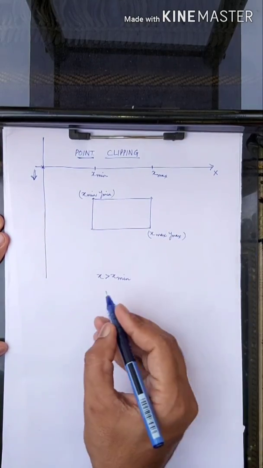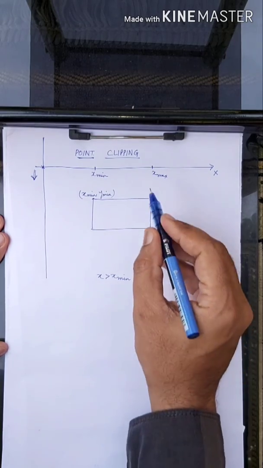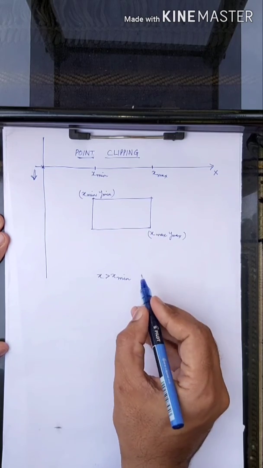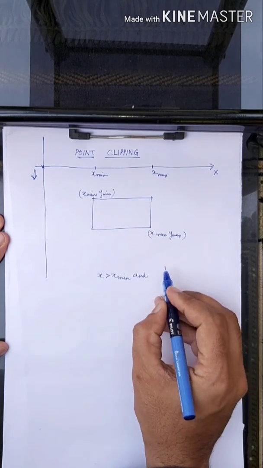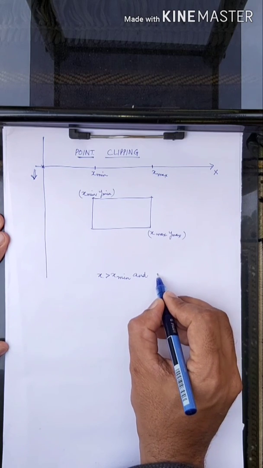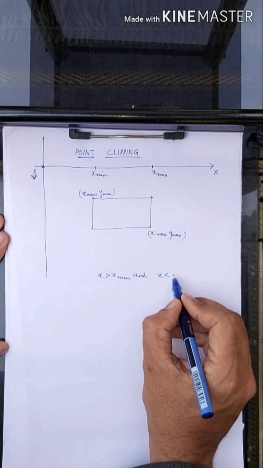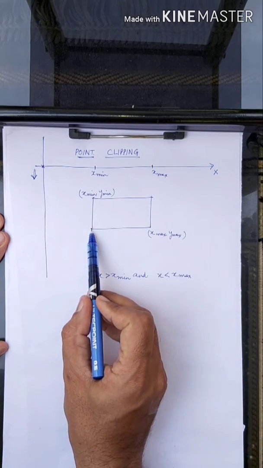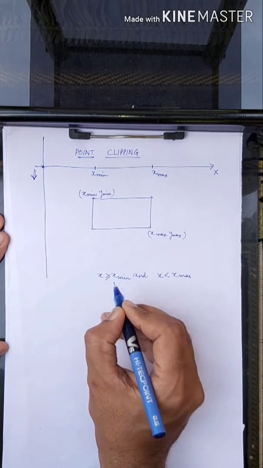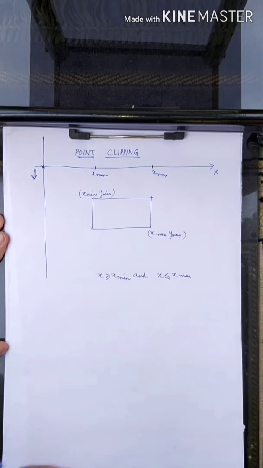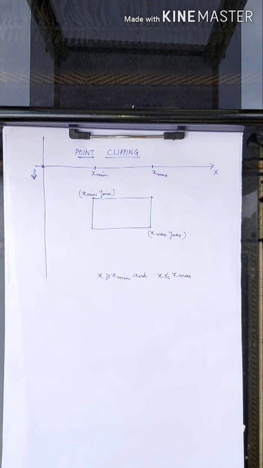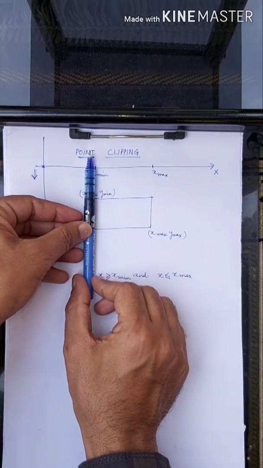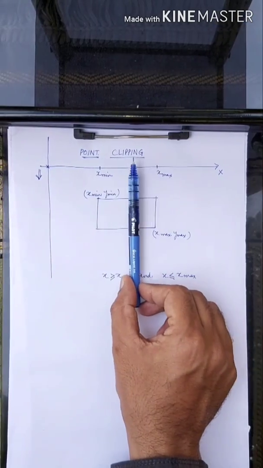So it's clear that any point to be inside the window should have x coordinate greater than x min, and along with this x value should also be smaller than x max. If we want to take the points on the boundary, then we can have less than or equal to or greater than or equal to. So this is the condition for any point lying within this region.